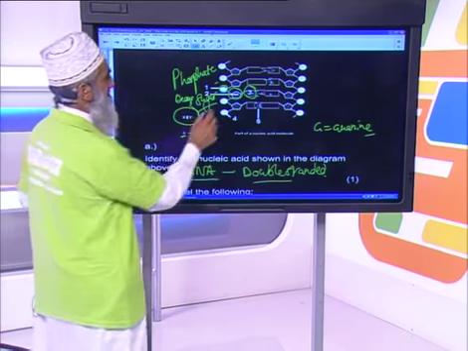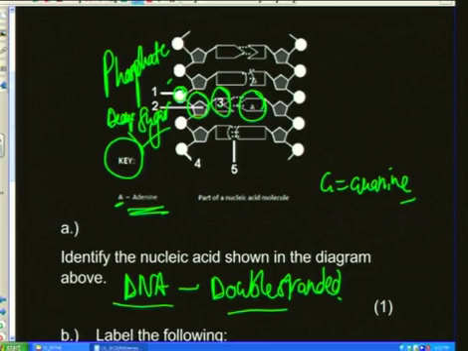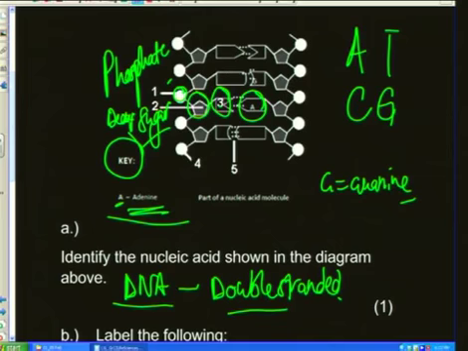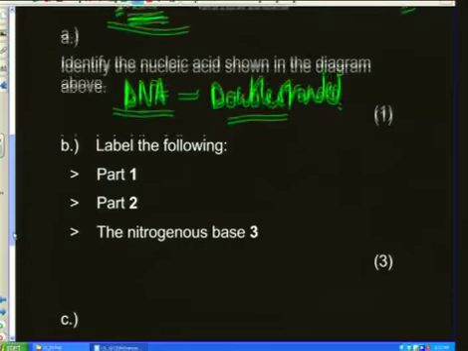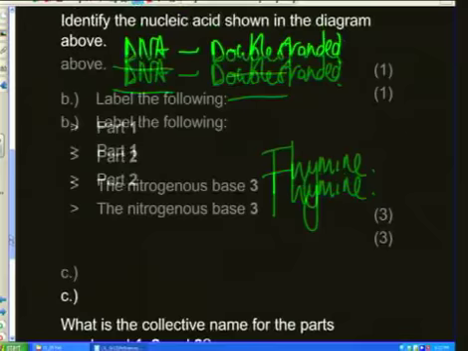And nitrogenous base number 3. Now, what is this here? What letter do you see there? The letter A. And this said that this is adenine. Adenine will combine with thymine. So our answer there would be T, or thymine. You write it in full, thymine.